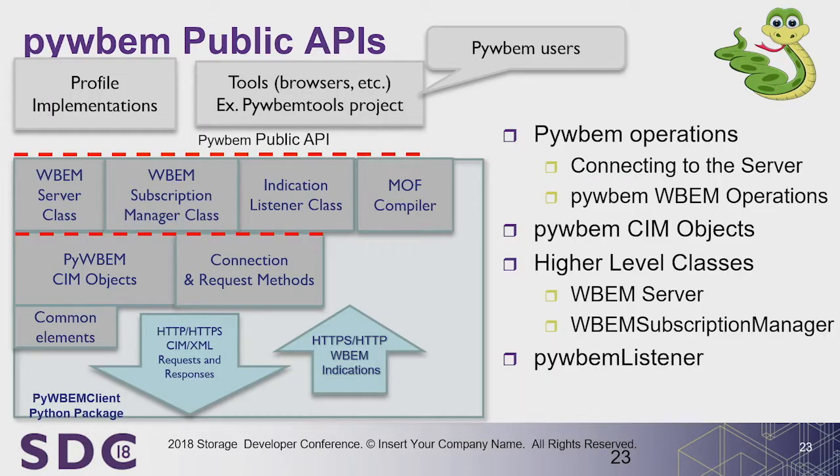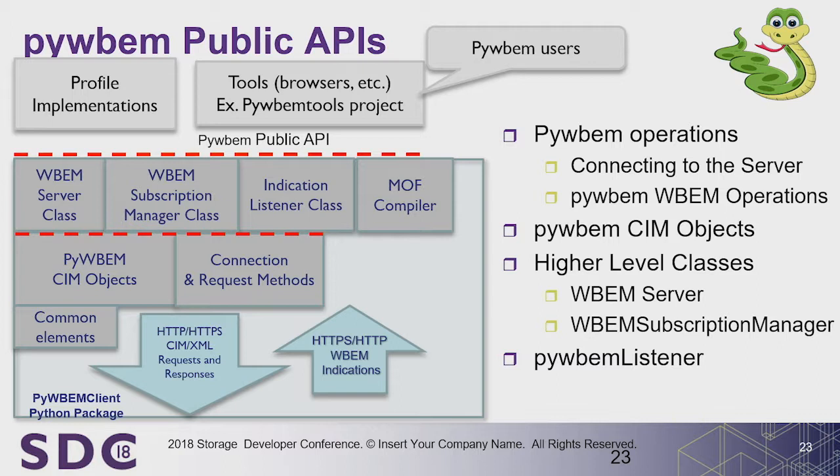Now we're going to go into what PyWBEM is today. These two red lines represent the public API for PyWBEM. It defines the ability to make connections to a server and to execute operations against that server. Predefined operations. They're well defined, and we'll show you a little bit about them in just a second. It has the ability to define all of the objects in the model: CIM class, CIM instance, all of those things are built into PyWBEM. So here are the objects, and here are the connection and request methods.